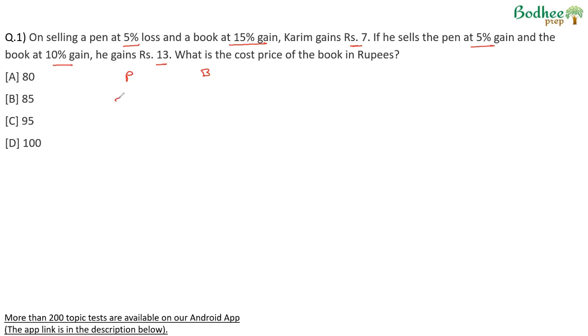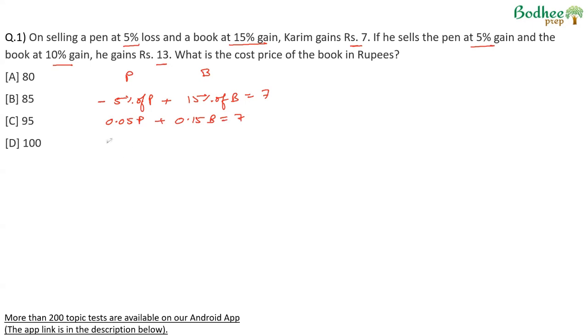In the first case, we have 5% of P as the loss. So this will be negative, and 15% of B as the profit or gain. This will be the total profit. This is given as 7. So 0.05p, 5 upon 100 into p, plus 0.15b, 15 upon 100 into b, is equal to 7.